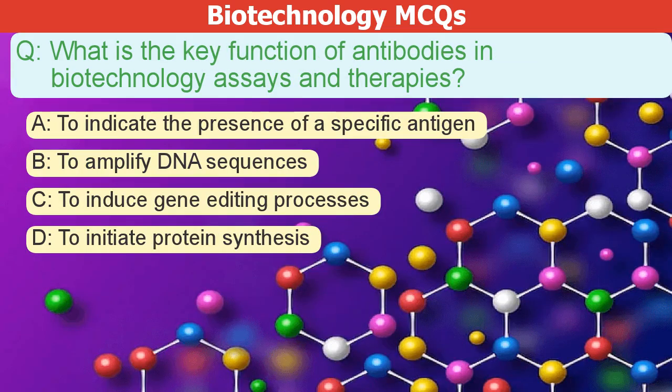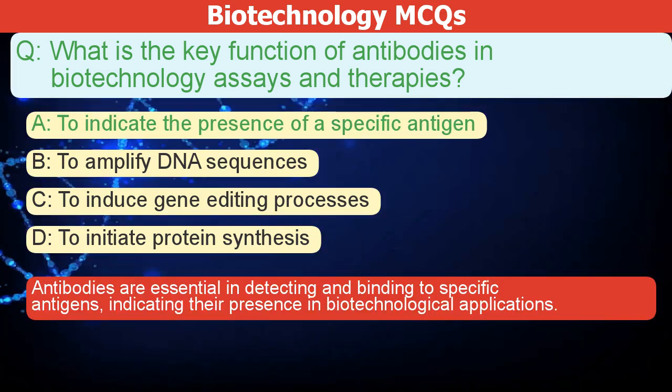What is the key function of antibodies in biotechnology assays and therapies? A. To indicate the presence of a specific antigen. B. To amplify DNA sequences. C. To induce gene editing processes. D. To initiate protein synthesis. The correct answer is A. Antibodies are essential in detecting and binding to specific antigens, indicating their presence in biotechnological applications.